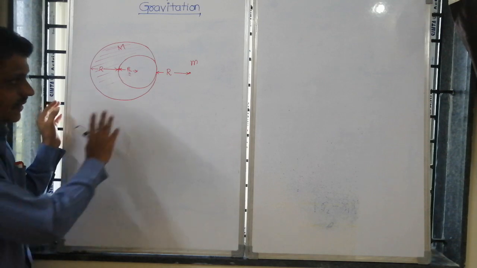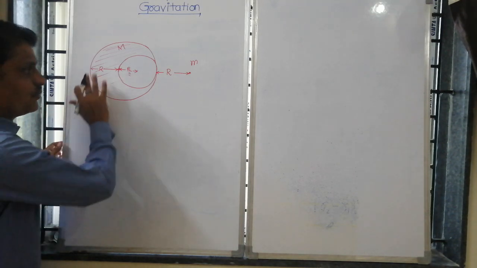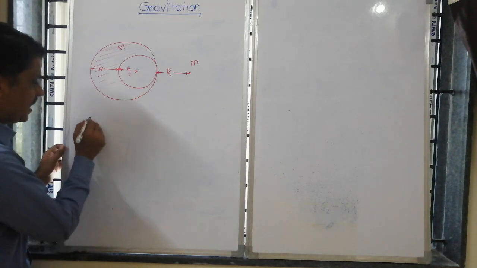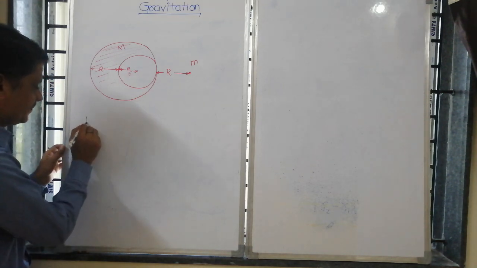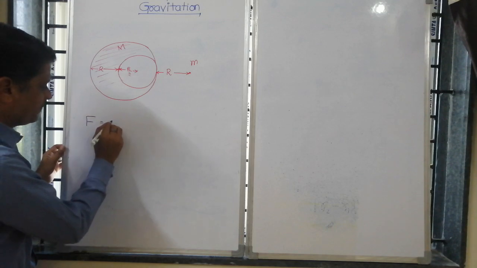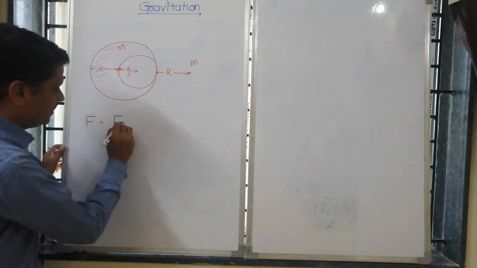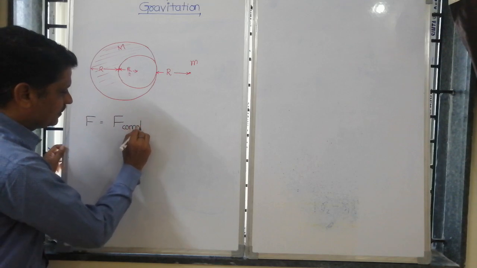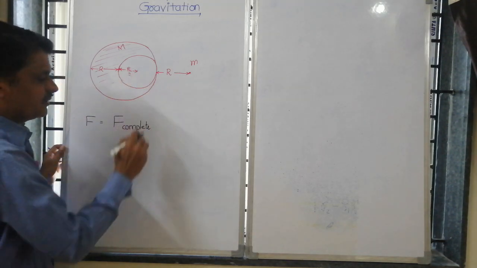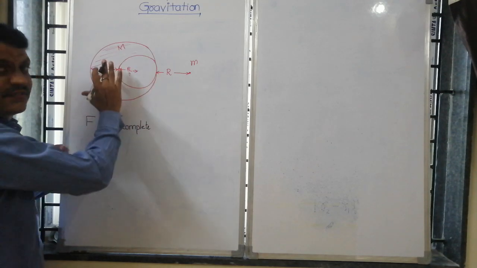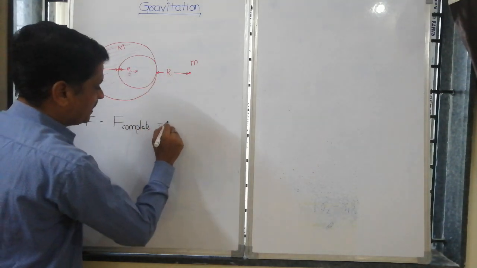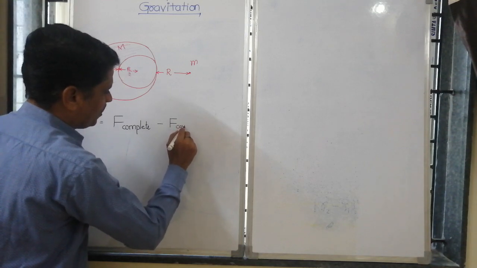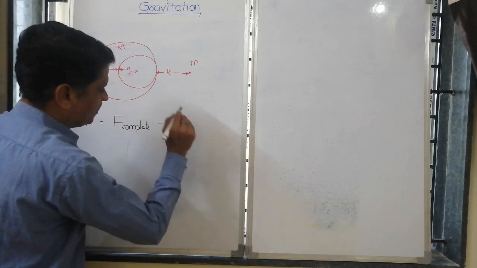As usual, to find the total force on this small m, our normal method is: force is equal to force due to the complete sphere, meaning as if there is no cavity, minus the force on this small m due to the cavity.